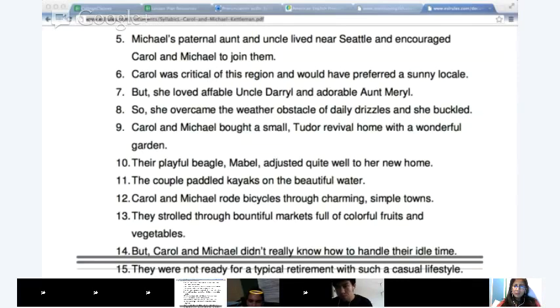Their playful beagle, Mabel, adjusted quite well to her new home. Go ahead, Sella. Their playful beagle, Mabel, adjusted quite well to her new home. Okay, Tatiana? Their playful beagle, Mabel, adjusted quite well to her new home. Okay, Robert, I'll repeat it. Their playful beagle, Mabel, adjusted quite well to her new home.